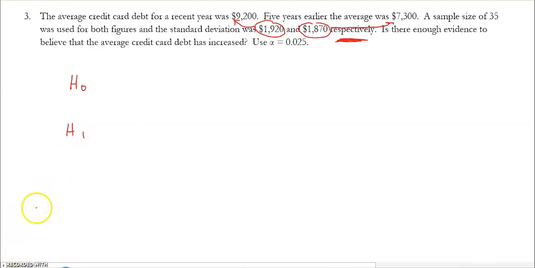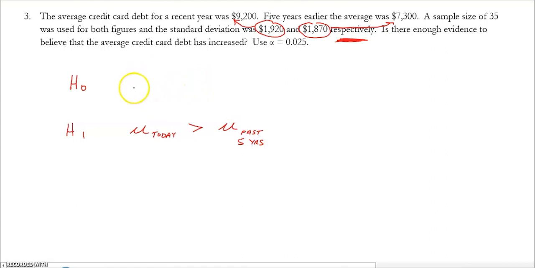And according to our statement here, is there enough evidence to believe that the average credit card debt has increased? In other words, in terms of direction, it's getting larger. So the mean of today is greater than the mean of the past, we'll say 5 years. I'll just put the past 5 years.